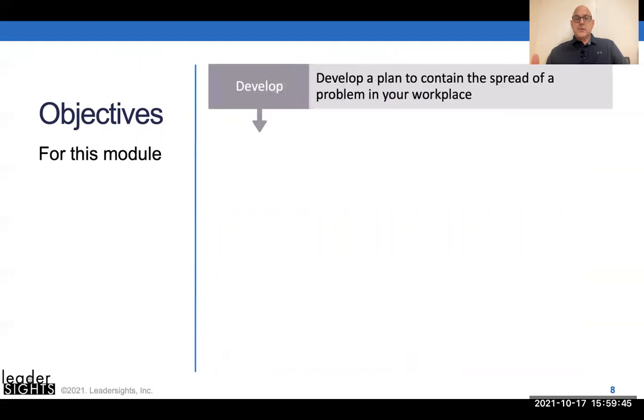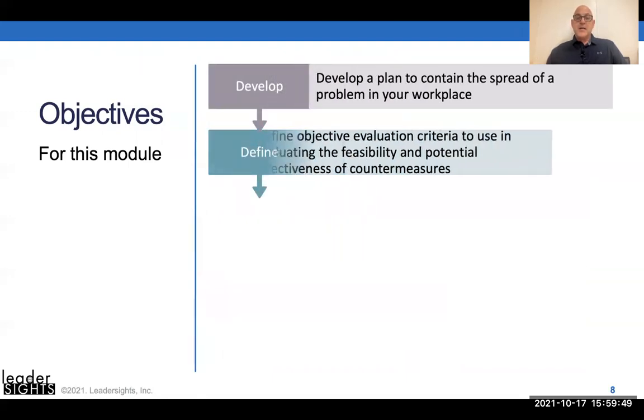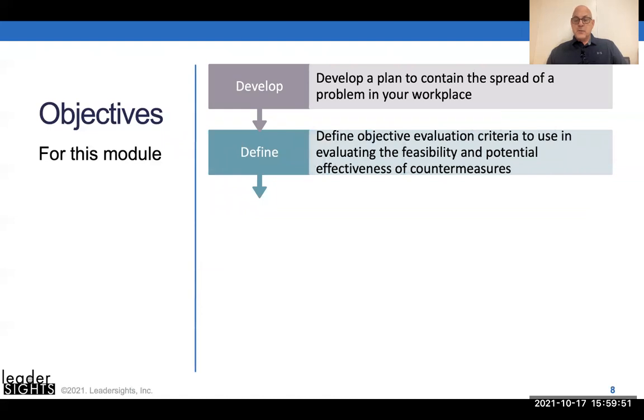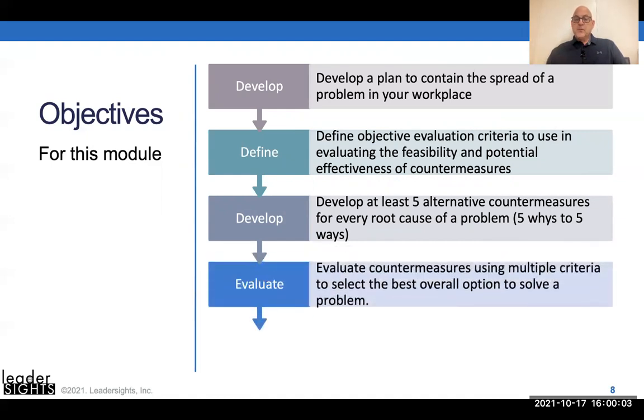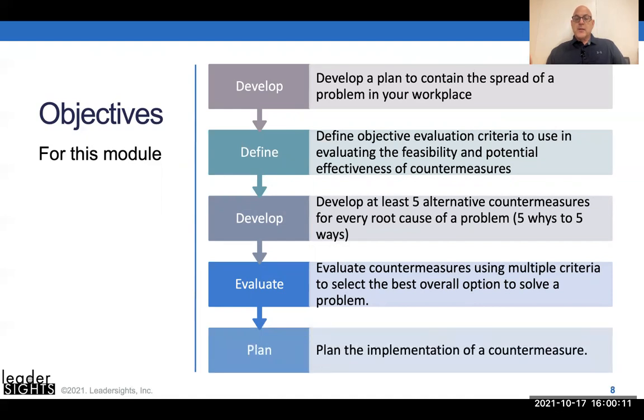So our objectives: develop a plan to contain the spread of the problem in your workplace; define objective evaluation criteria to use in evaluating the feasibility and potential effectiveness of countermeasures; develop at least 5 alternative countermeasures for every root cause of a problem, where we're going from 5 whys to 5 ways; evaluate countermeasures using multiple criteria to select the best overall option to solve a problem; and then finally, plan the implementation of a countermeasure.